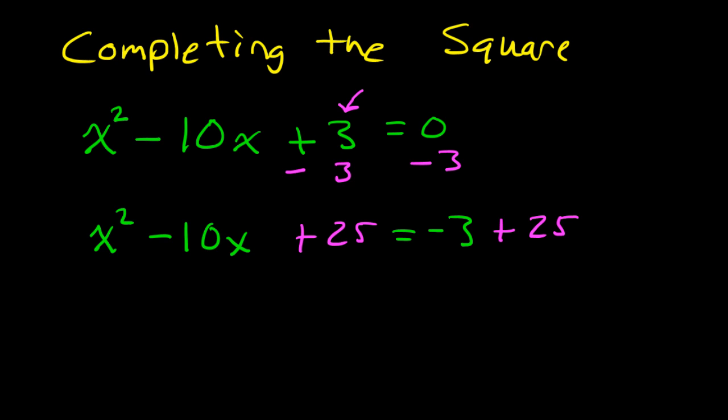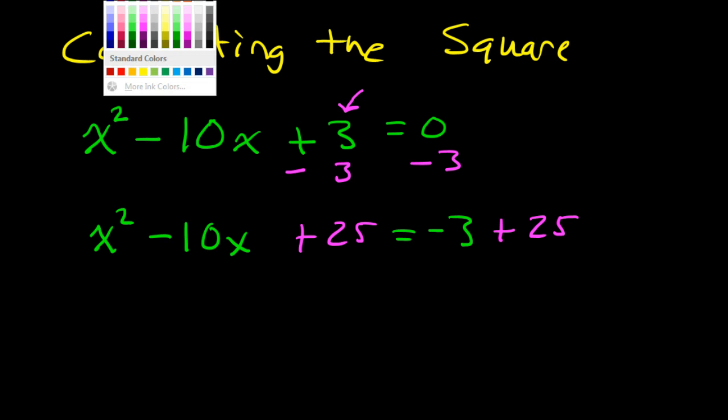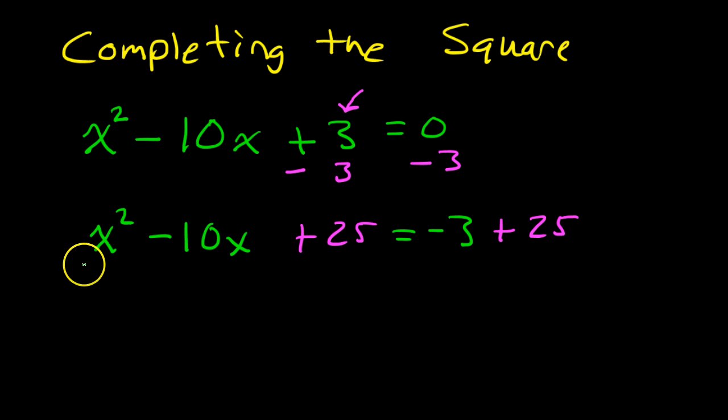Now, here's why we did that. If we go and factor this, you have to remember something about factoring from your previous classes. If I factor this, x squared, that must be x times x. 25 would come from doing 5 times 5.